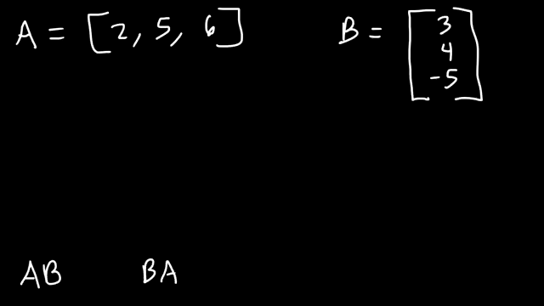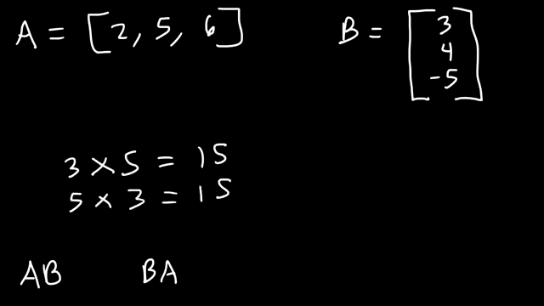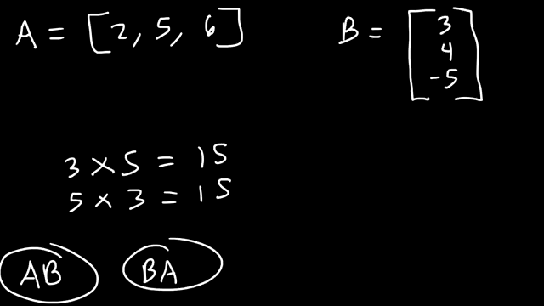Now, in math, if we multiply 3 times 5 is 15, and 5 times 3 is also 15. When dealing with matrices, the order matters. AB and BA will not be the same, so keep that in mind. AB tells us that we need to take matrix A and then multiply it by B in that order. BA tells us that we need to start with matrix B and then multiply it by A. So the order matters.